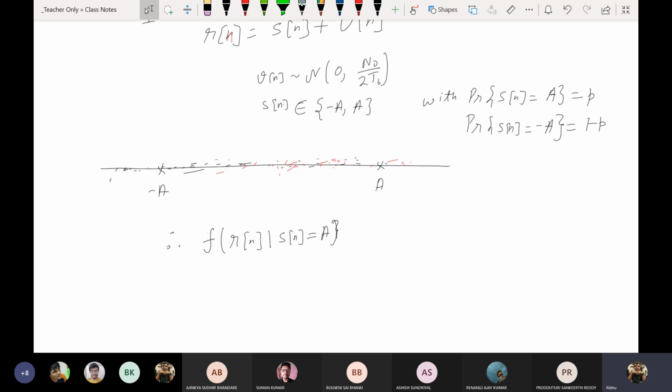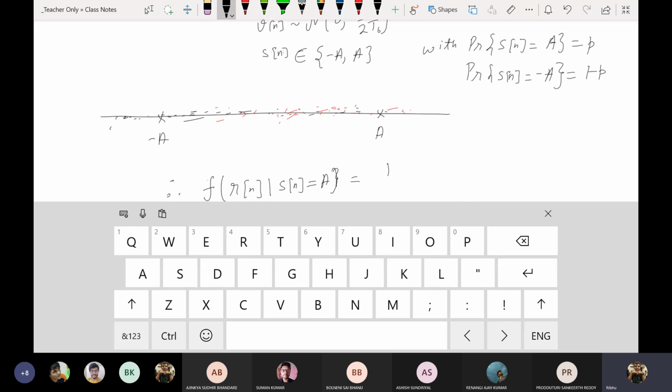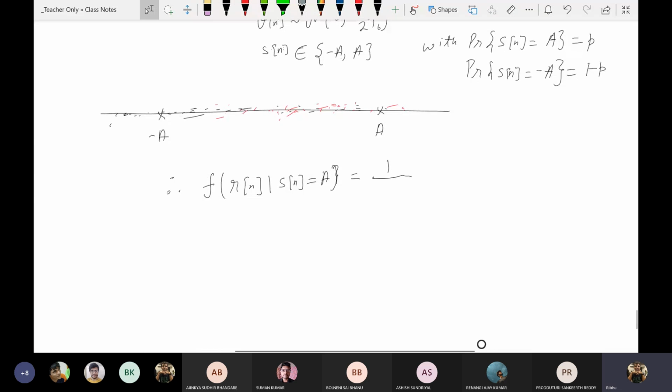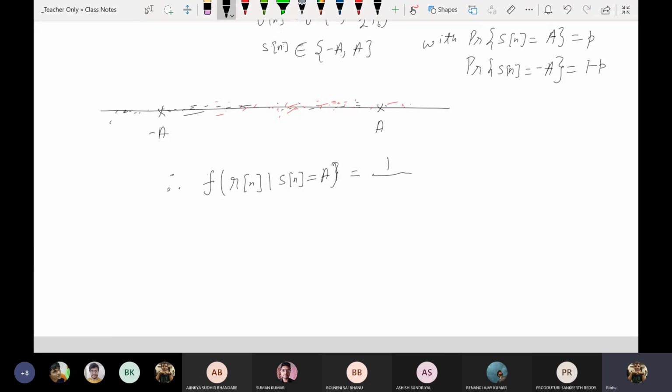Visible now? Yes, sir. Equals 1 upon root of pi N naught by Tb, e to the power minus x minus A by root over N naught by Tb squared. Just keep it N naught by Tb. Fine.